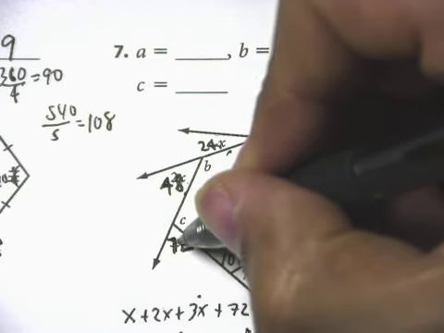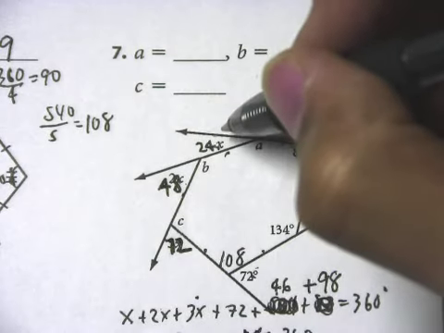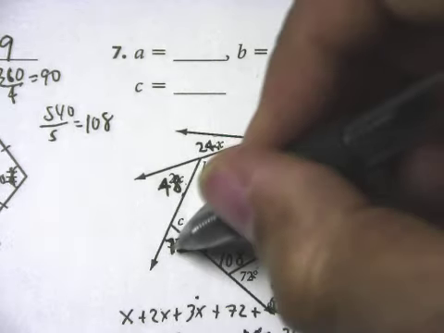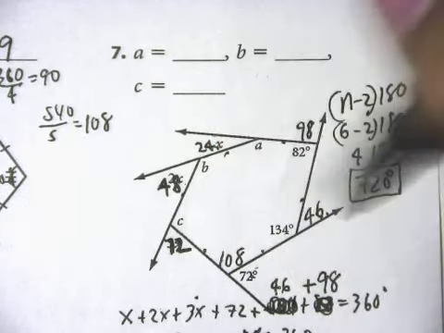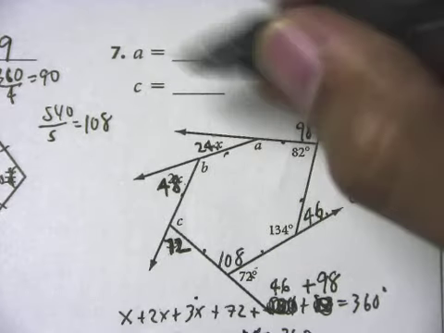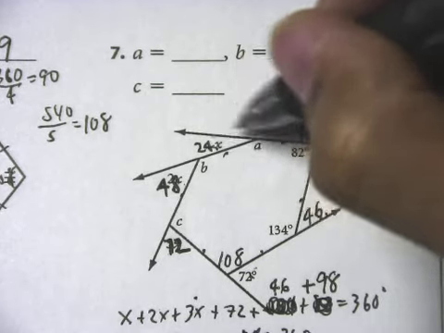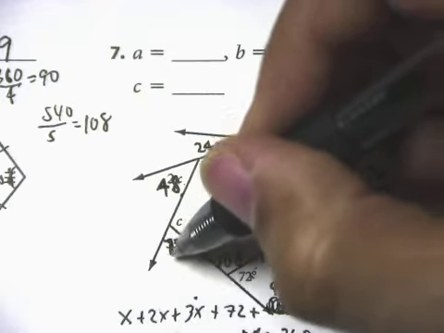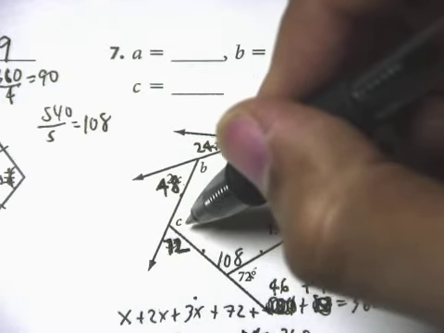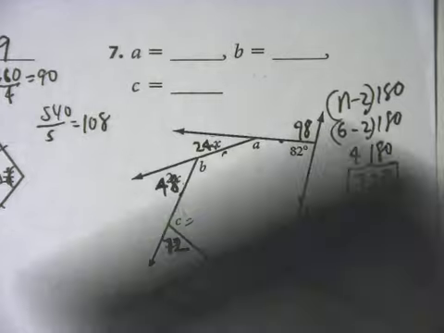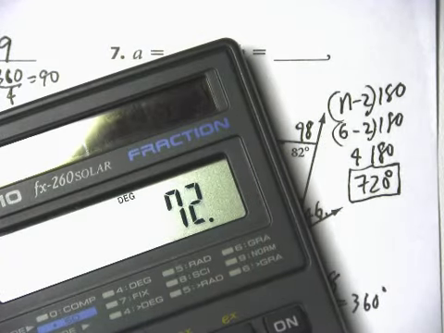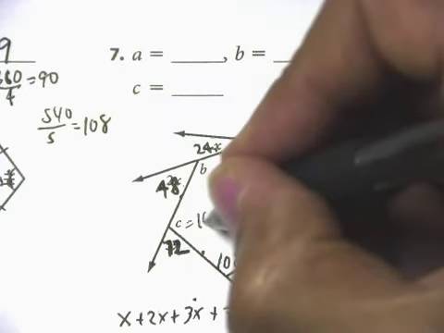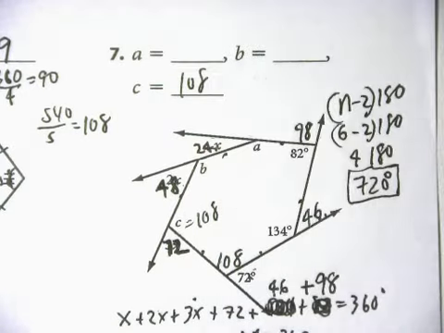Well, now we can start answering some of these questions here. I know that this is going to be 24 degrees. I know that 2 times 24 is 48 degrees. And I know that 3 times 24 is 72, because I'm multiplying times 24. x is 24. Now that I know what these are on the outside, now I can figure out A, B, and C.